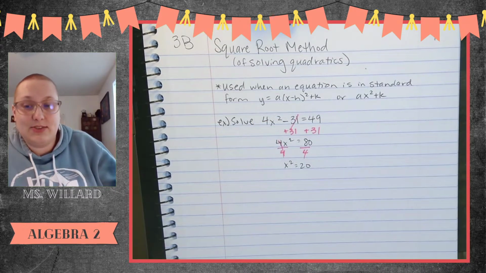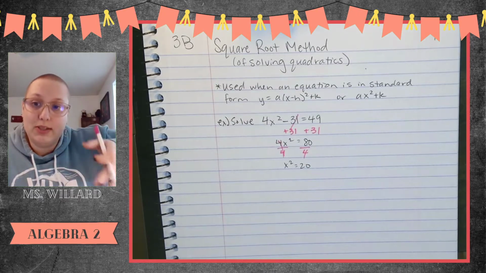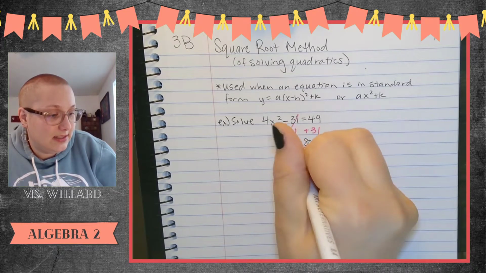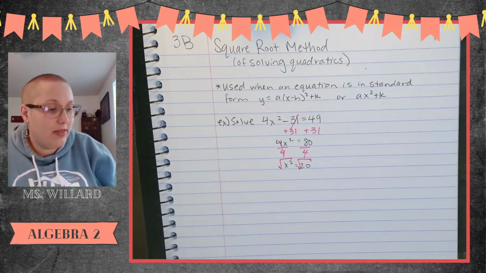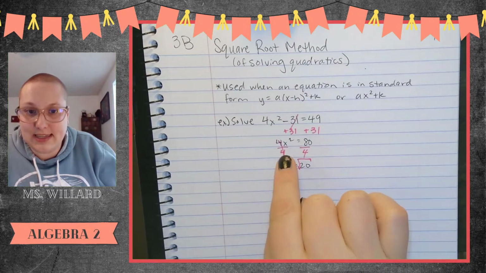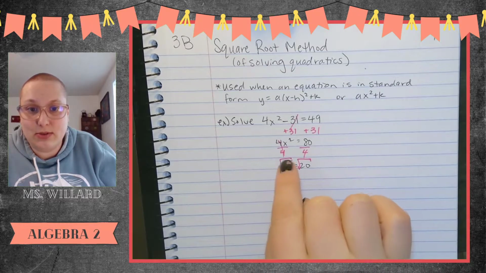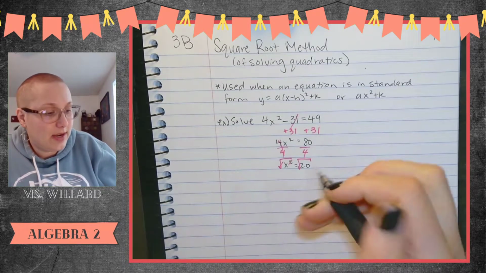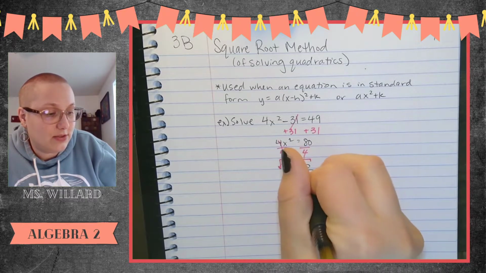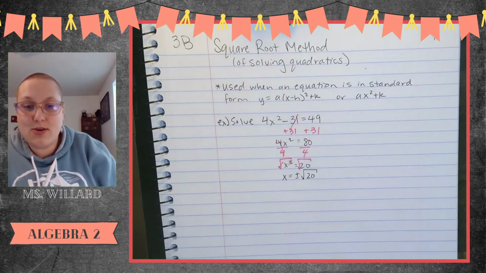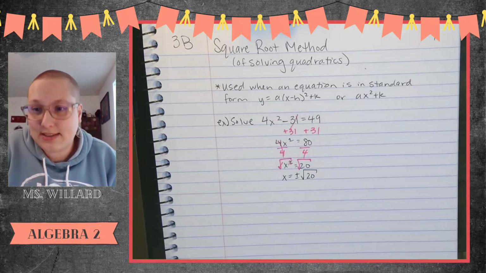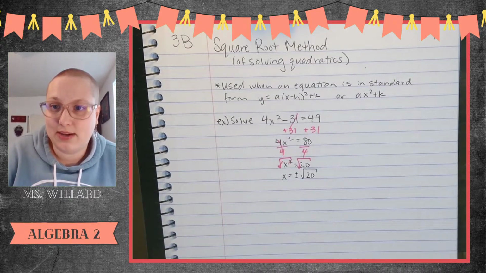Now, I'm going to take the square root of both sides because square root undoes squared. You got that? Square root undoes squared. So just like how I added to undo the subtraction and I divided to undo the multiplication, I square root to undo the squared. So I get that x equals plus and minus the square root of 20. Whoa, miss, what's that plus and minus doing there? What does that even mean? Hold your horses, I got your back, okay?